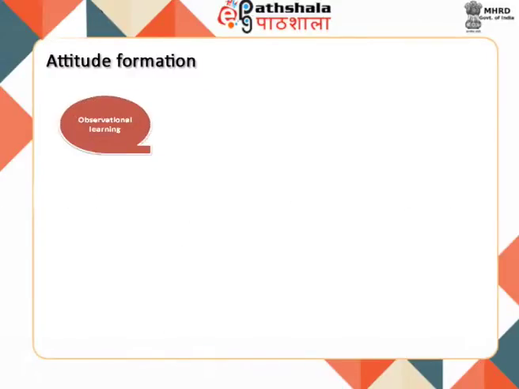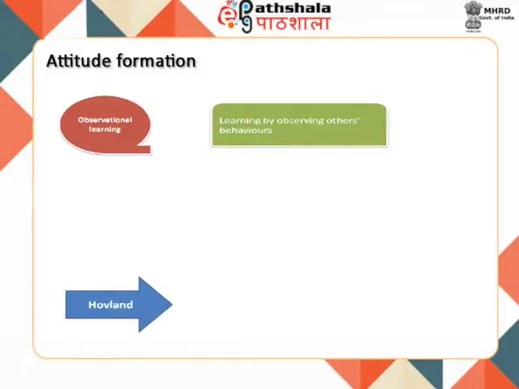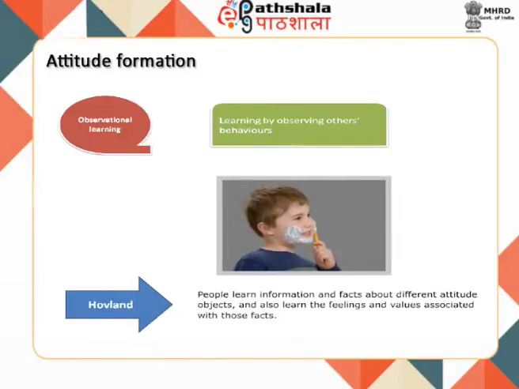The third means by which attitudes are formed is through observational learning, that is, learning by observing others' behaviors. According to the learning theory by Hovland, people learn information and facts about different attitude objects, and they also learn the feelings and values associated with those facts.